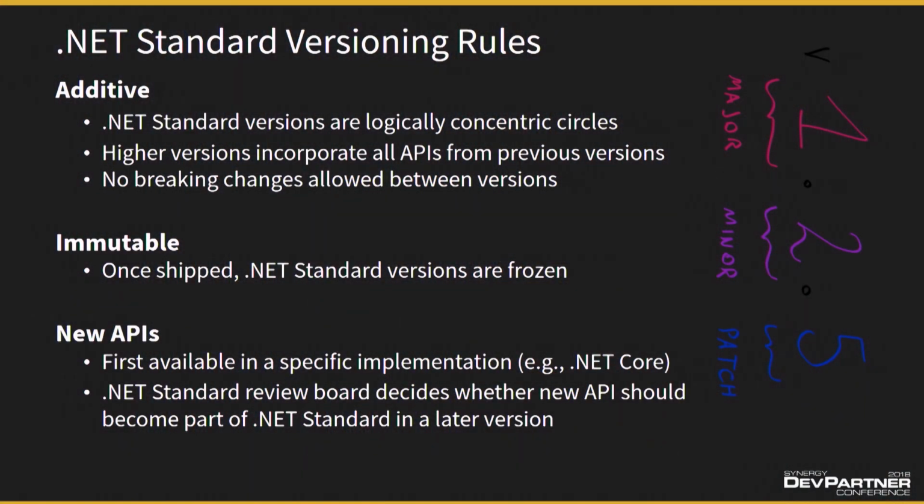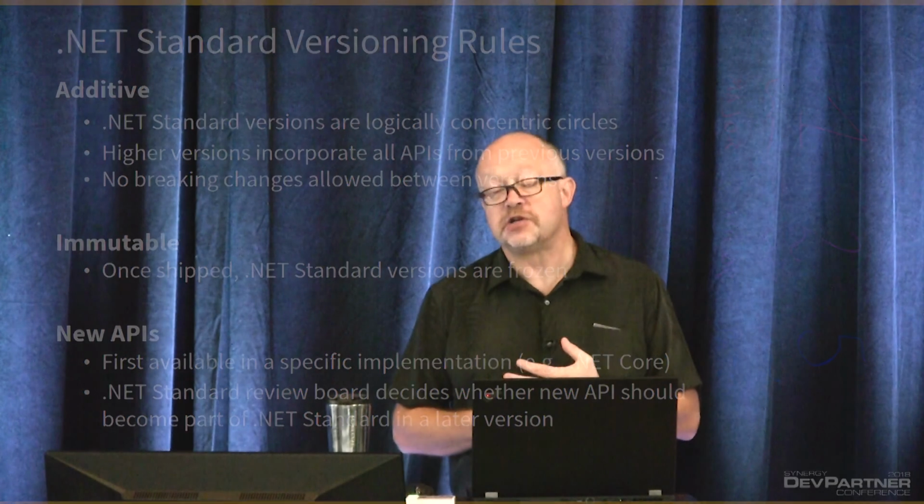.NET Standard has very strict versioning rules. So .NET Standard is declared to be additive, and that means that the standard versions are logically concentric circles. So in terms of adding new features and making changes, a higher version of .NET Standard guarantees that it contains all APIs from the previous version, and there will be no breaking changes allowed between versions. So once you've started using a specific feature in .NET Standard, you can rely on the fact that that feature will always be there and will not change, okay?